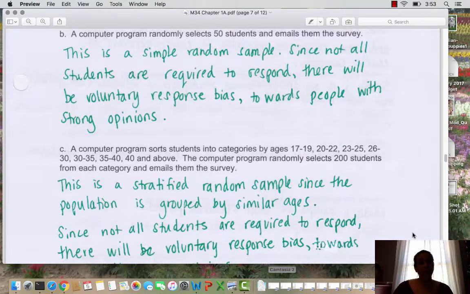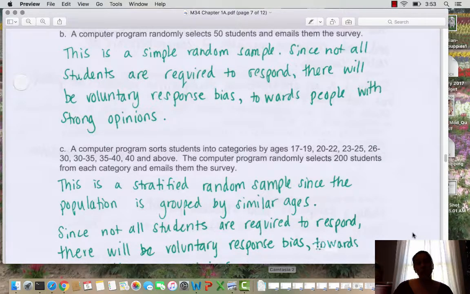B, a computer randomly selects 50 students and emails them the survey. So this is what we call a simple random sample, because each of those 50 students is equally likely to be selected from all of the students. Since not all students are required to respond, there will be voluntary response bias for this survey towards people with strong opinions. Anytime you have an optional survey, you're going to get people with strong opinions, either strongly positive or strongly negative, responding.